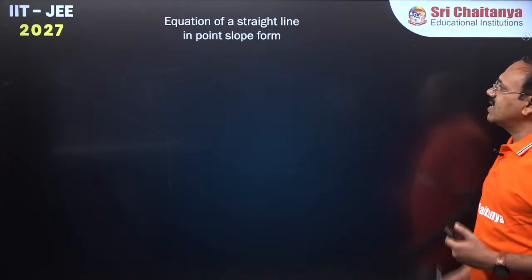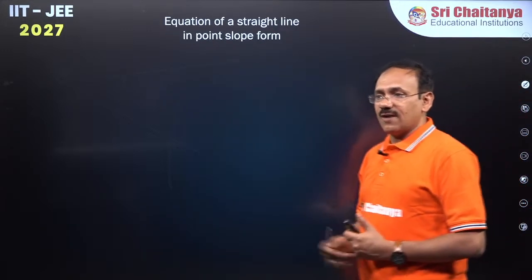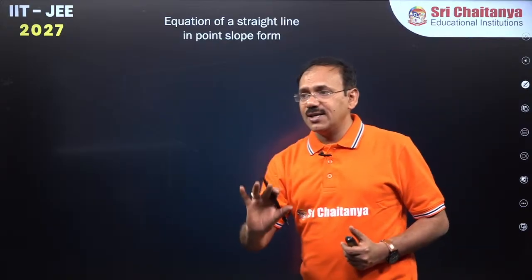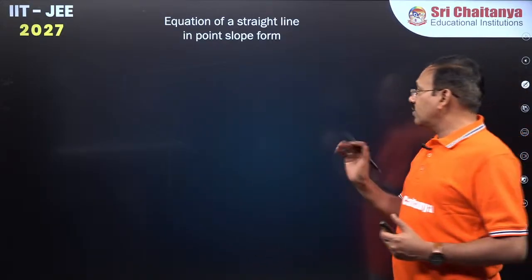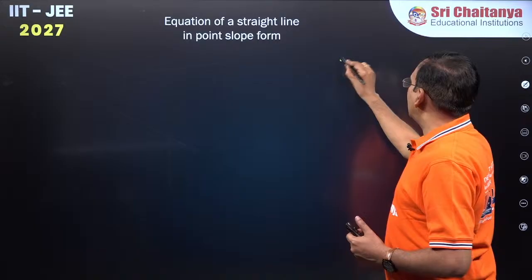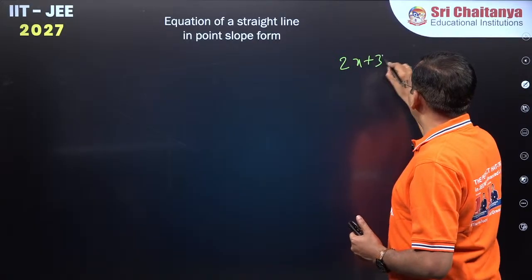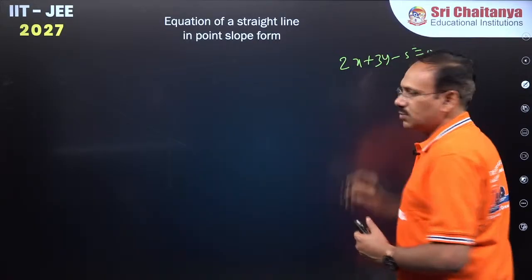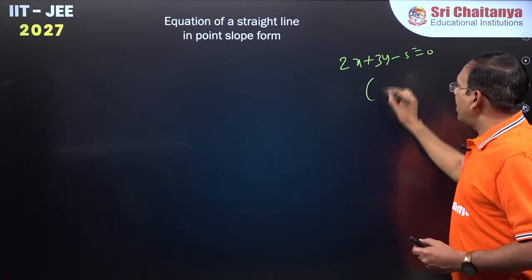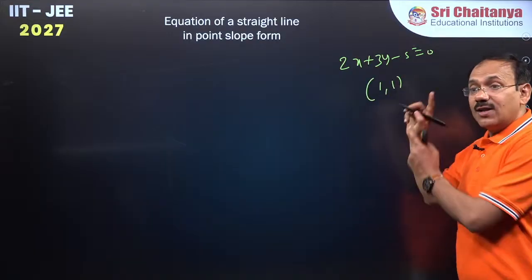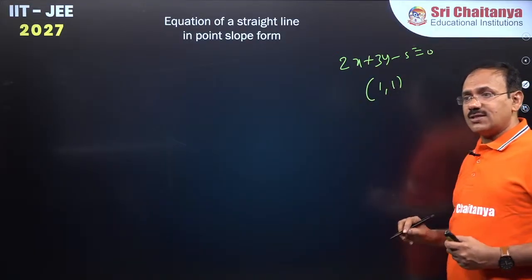Next, dear students, coming to the equation of a straight line. Before that, suppose there is a line 2x plus 3y minus 5 equal to 0. Does the point (1, 1) lie on the line? Just check, dear students.